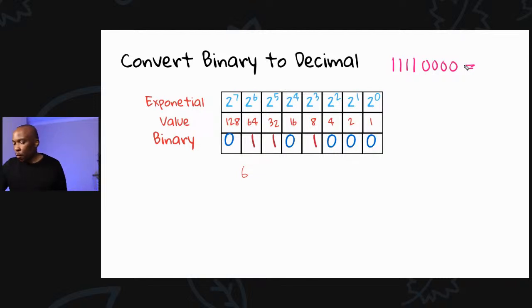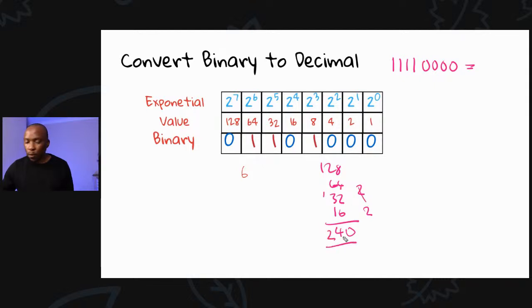Okay, so 128 first one, 64, 32, and 16. These are the numbers that we're adding. 128 plus 64 plus 32 plus 16, and that is 240. So this converts into 240 in decimal.